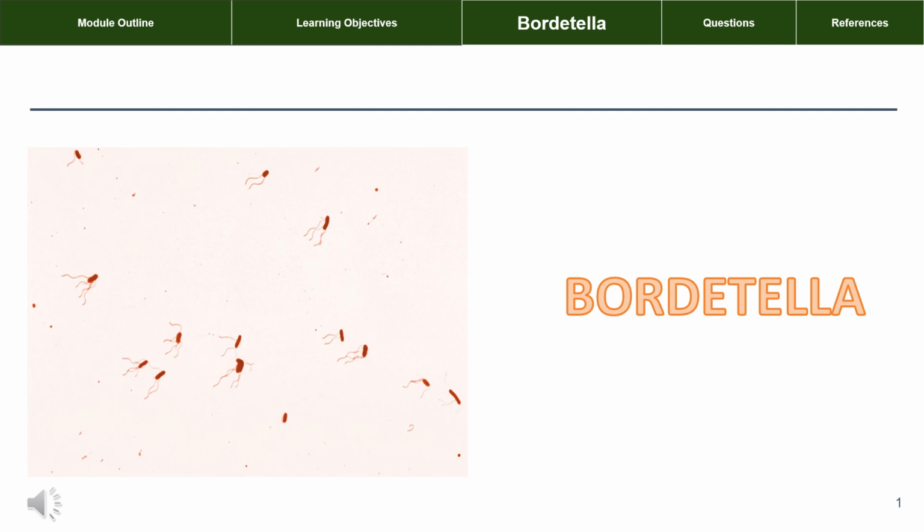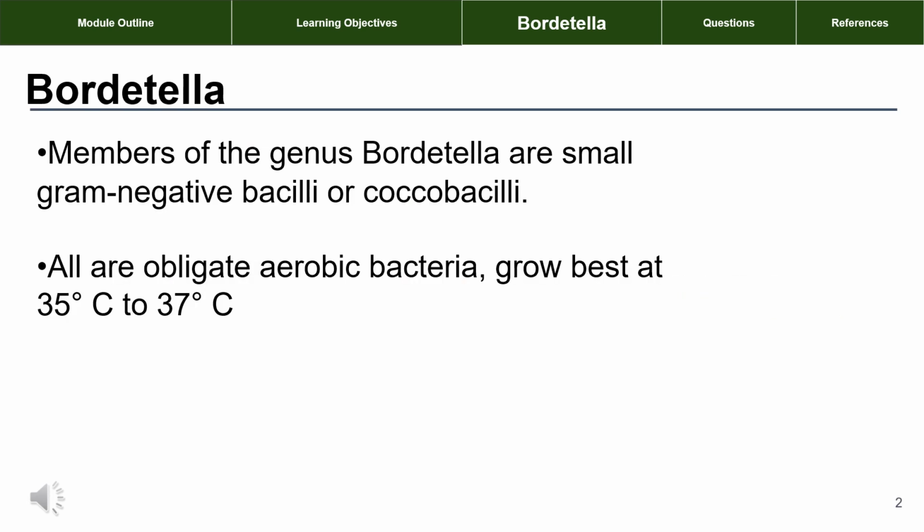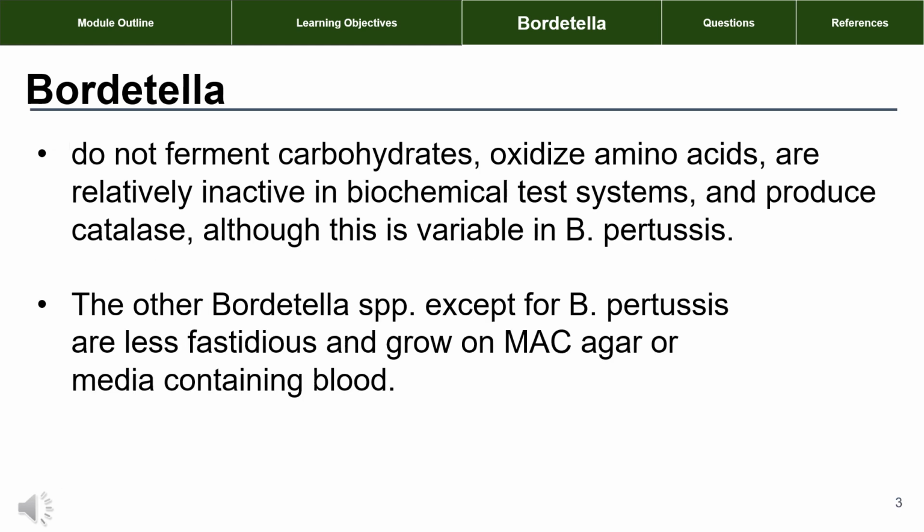Move on to your Bordetella species. So as you can see, this is the gram stain. The members of this genus are small gram-negative bacilli or coccobacilli, and all are obligate aerobic bacteria, and they grow best at 35 to 37 degrees. Bordetella species do not ferment carbohydrates, they oxidize amino acids, and are relatively inactive in biochemical test systems.